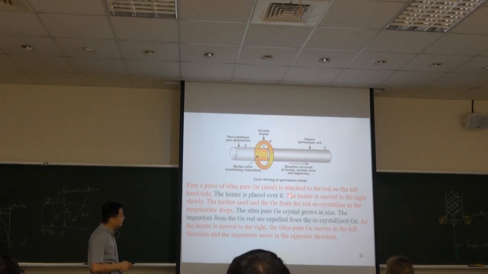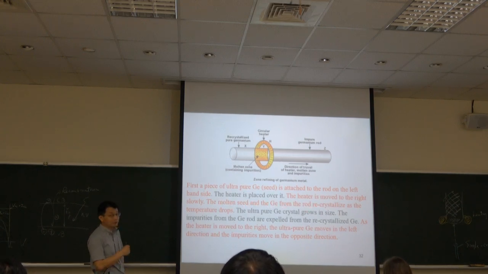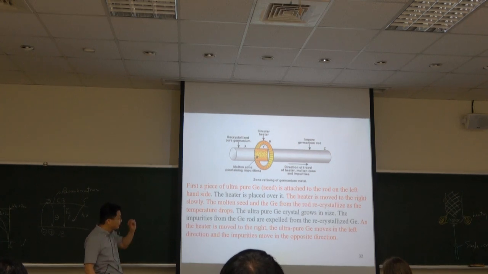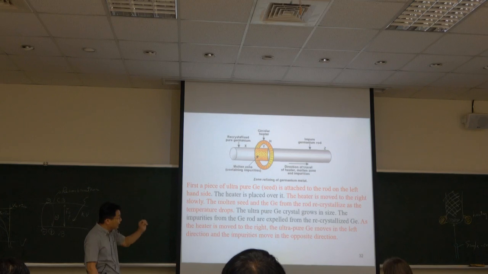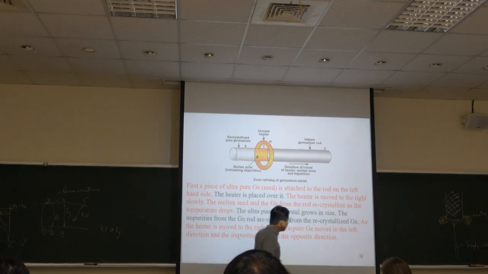The heat is moved to the right-hand side, so you can see slowly, the molten silicon and germanium from the rod recrystallize as the temperature drops. So we can get an ultra-high purity crystalline silicon. This is one of the processes we can do.